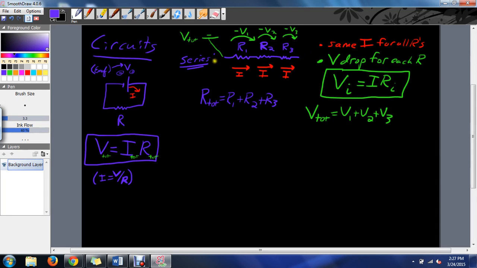So remember, series has individual voltage drops, the same current for all, and of course the total voltage equaling the sum of the voltages, and of course the resistors adding up, which makes sense because from the perspective of the electrons, they have to experience all three resistances. So of course this will simply act to increase the total resistance. Adding resistors in series orientation increases total resistance.